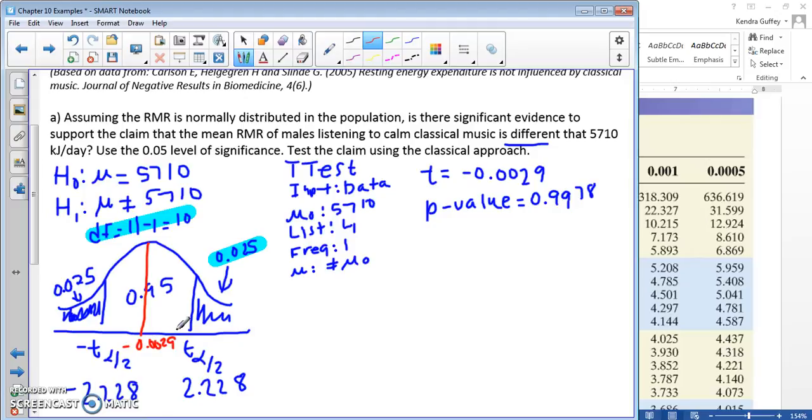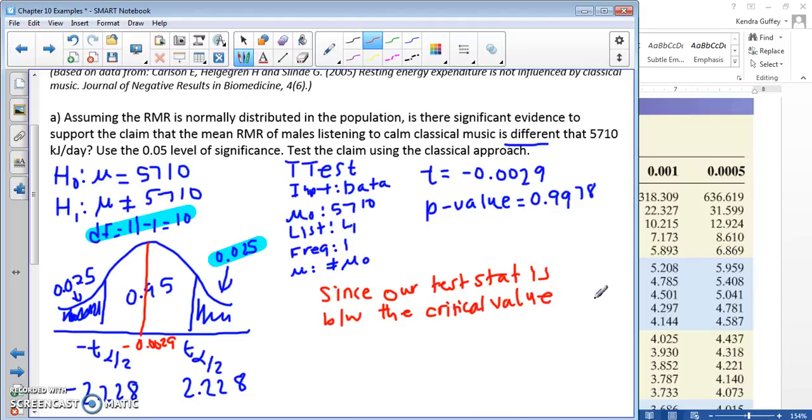Right? So since our test statistic is between the critical values, or not in the critical region, we do not reject the null hypothesis. Okay.